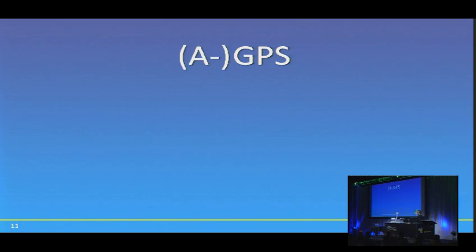So the first thing that we're starting to see in mobile devices is an A-GPS. So users, you talk about it, my device has GPS. No, it doesn't. It's probably got an A-GPS, which is assisted GPS.